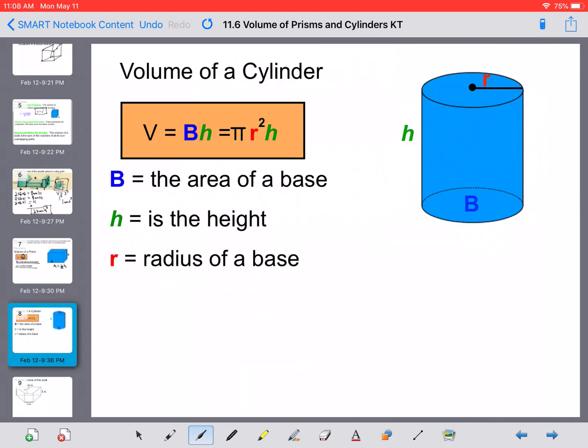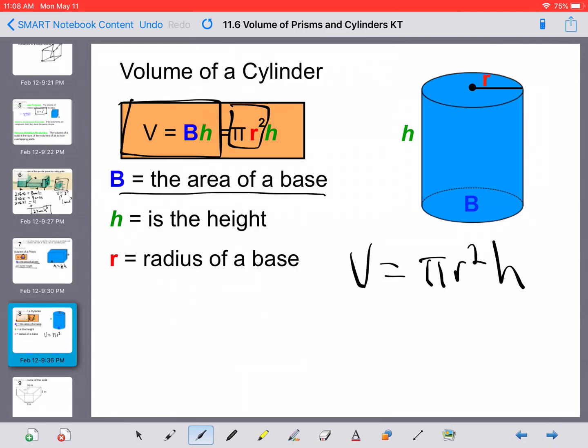So here we also need to know about what a cylinder is. It actually has the same volume formula: volume equals big B times H. But we need to understand that big B again is the area of the base. So with a cylinder, you have to find the area of a circle, and to find the area of a circle, you use this equation, pi r squared. So you could change this for a cylinder and say volume equals pi r squared times height. If you think of it this way, it's the easiest way to remember how to find the volume of a cylinder.